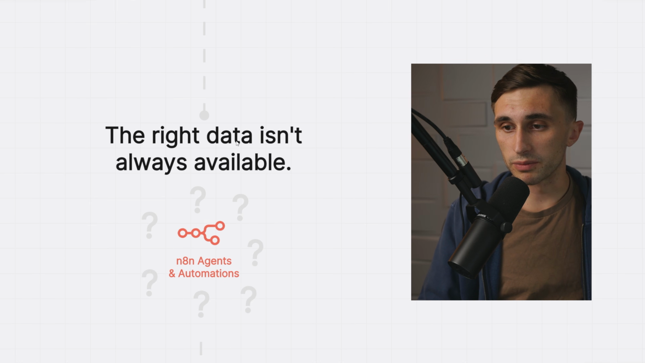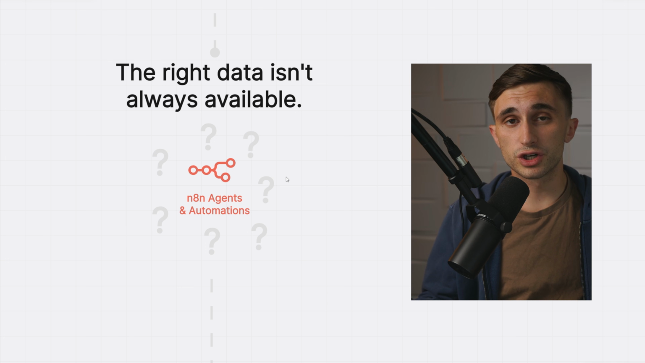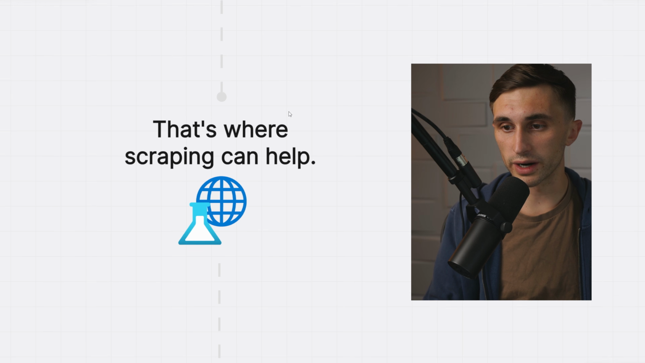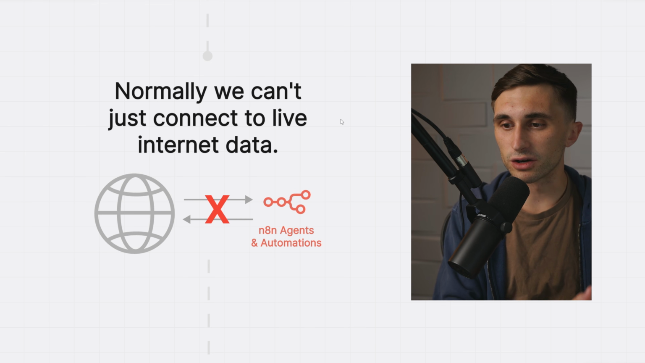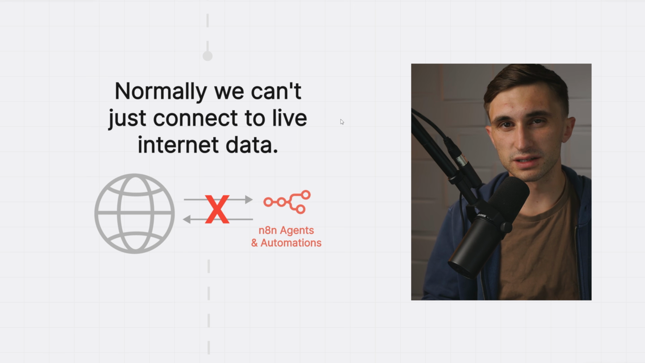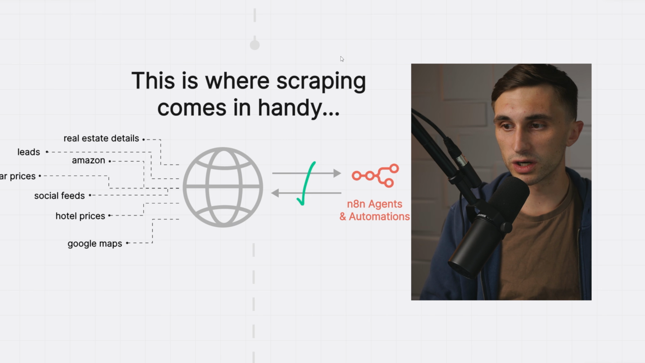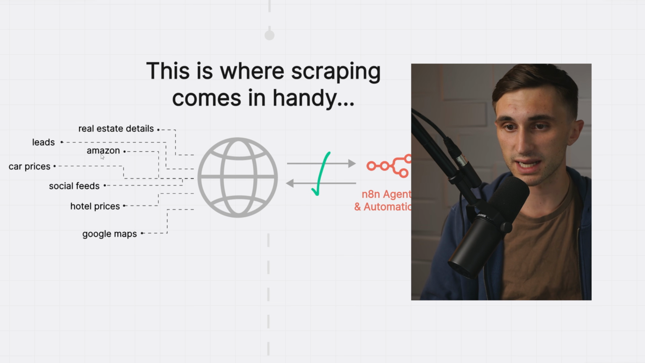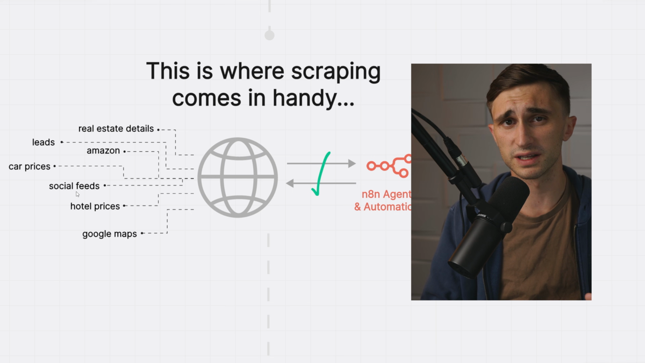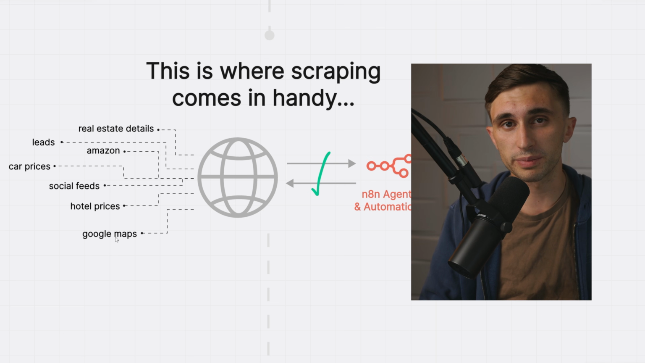But here's the problem. The right data isn't always available. Sometimes these normal solutions just aren't going to be enough for the automation that you need. So that's where scraping can help. Now, normally we can't just connect to live internet data. That's kind of a hard thing to do. And scraping is going to be the key to doing that. It's going to be the key to accessing real estate details, leads, things like Amazon pricing, car prices, social media feeds, hotel prices, Google Maps, for instance. This is where scraping comes in handy.